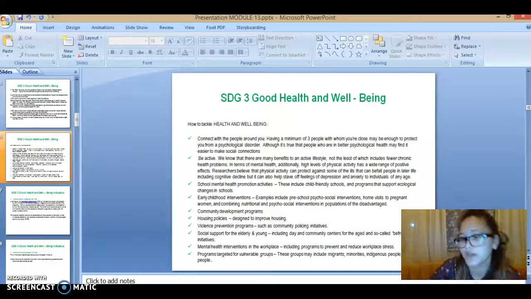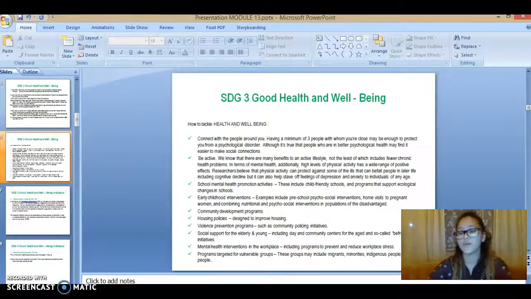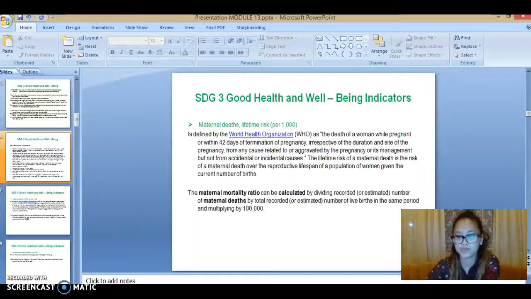How can we tackle health and well-being? Connection with the people around you, being active, early childhood intervention, school mental health programs, violence prevention programs, housing policies, community development programs, mental health intervention in the workplace, social support for the elderly and young people, and programs targeted for vulnerable groups.